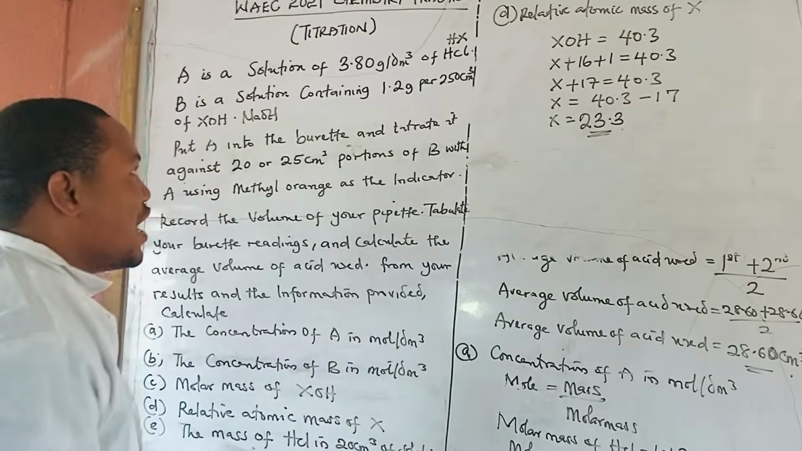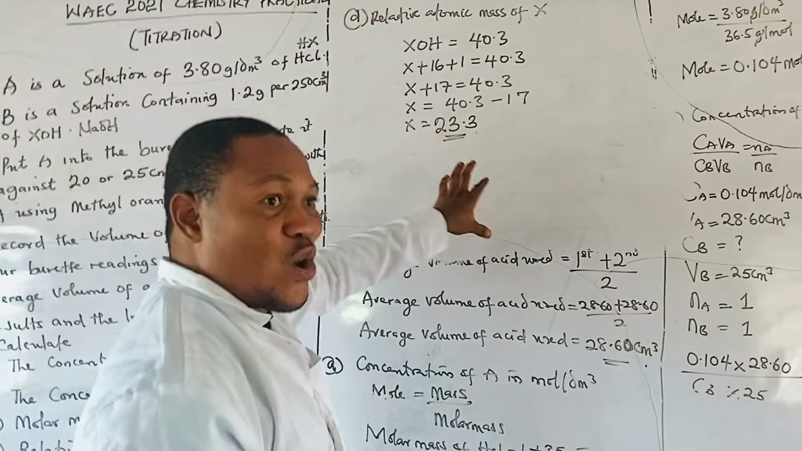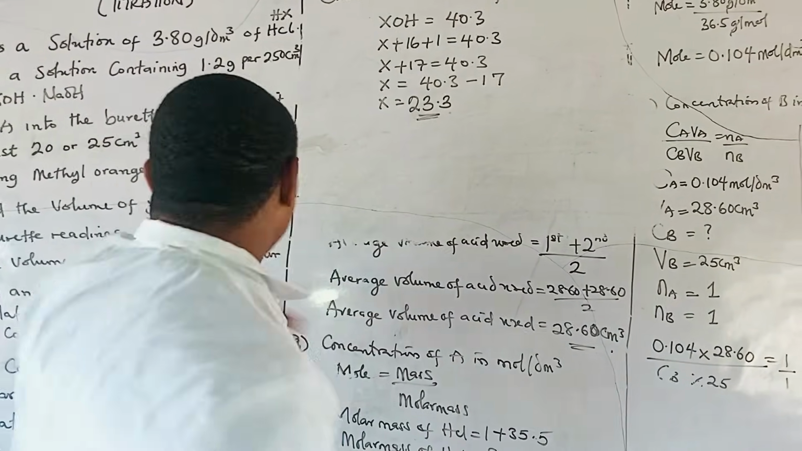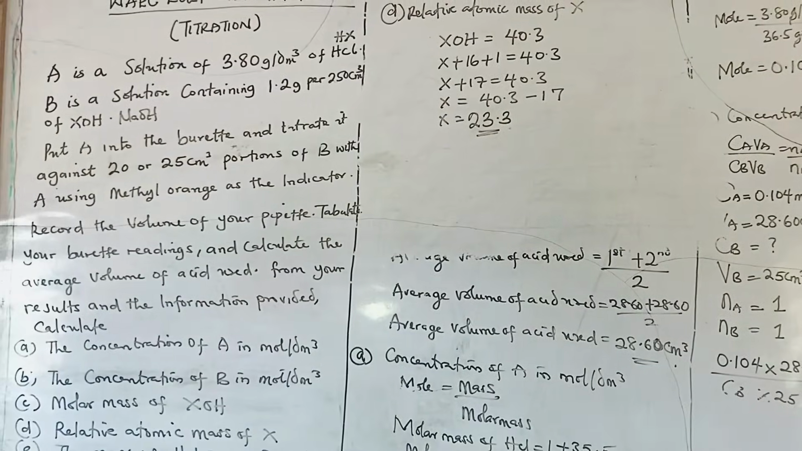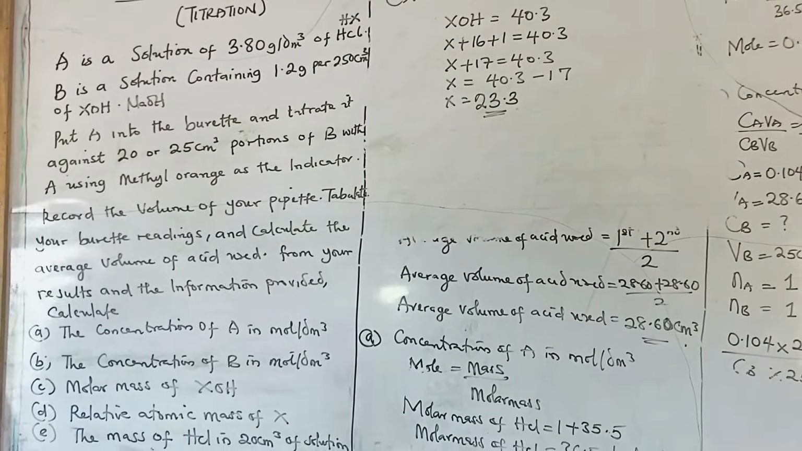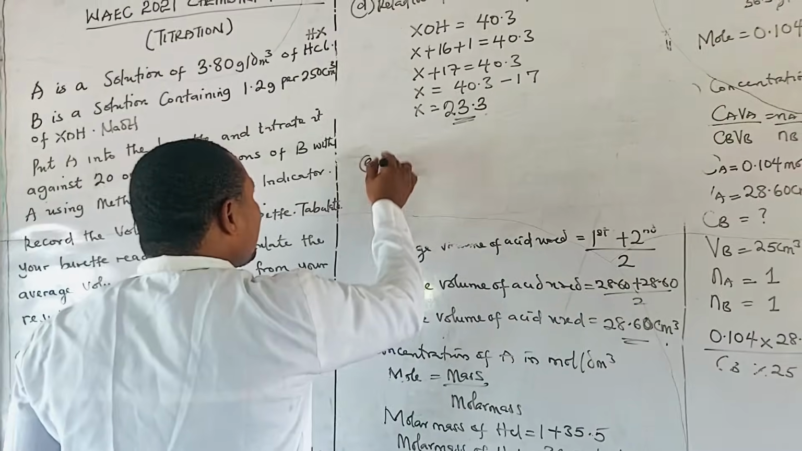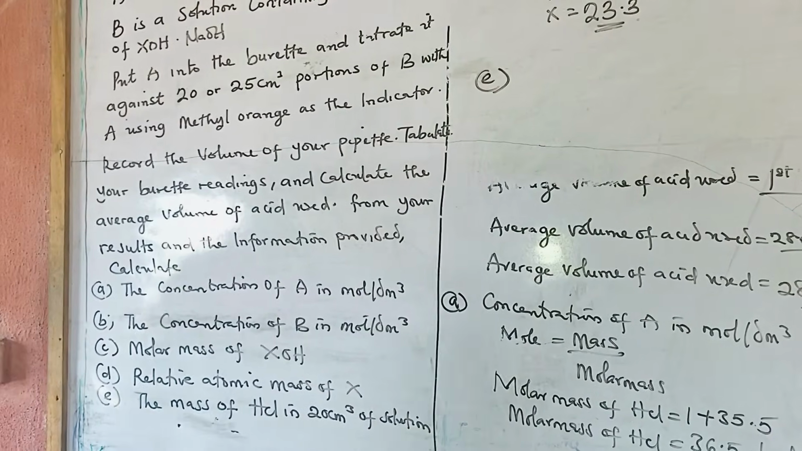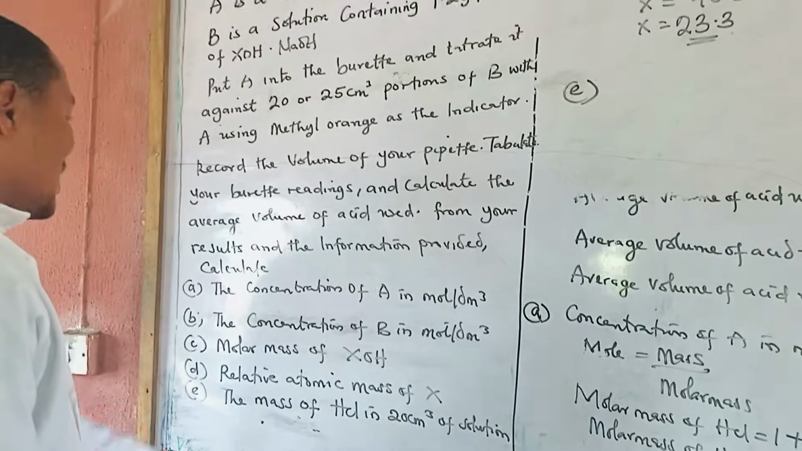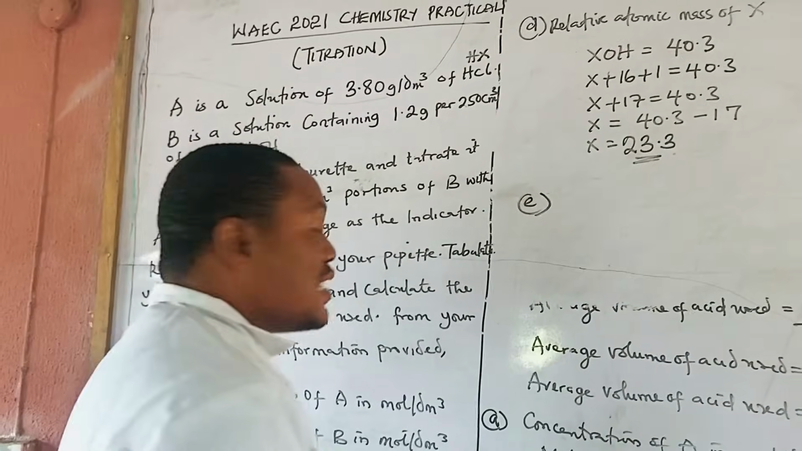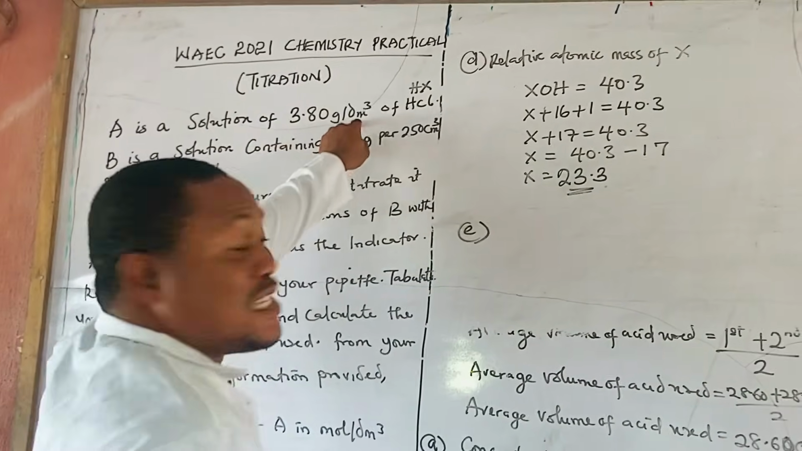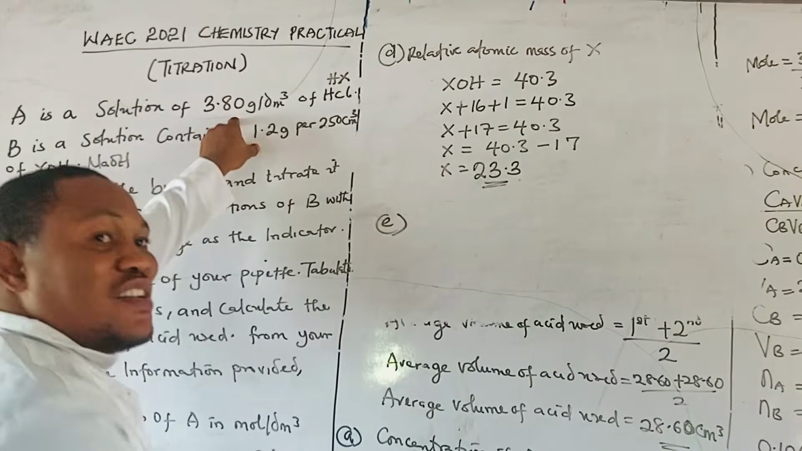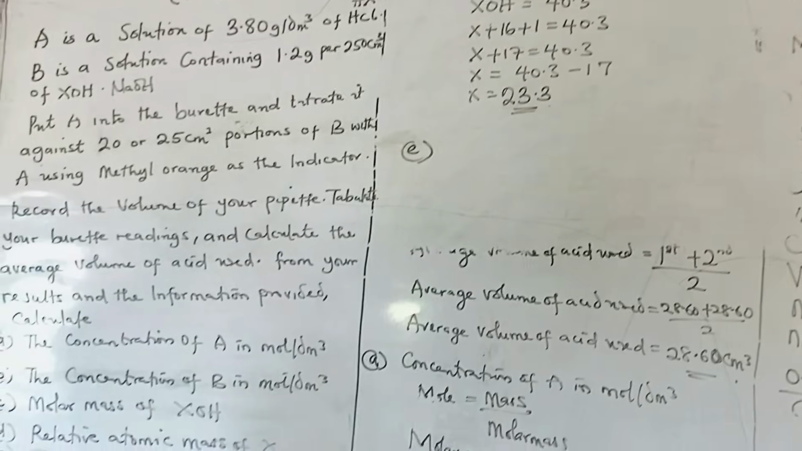So that's very correct. Our relative atomic mass of X is correct, because it is giving us 23.3, which is approximately 23, which means this X is sodium. Very, very wonderful. Then the last one, the mass. What is the mass of HCl in 20 centimeter cube of the solution? Of course, that one is easier, because 3.8 gram is in 1,000 centimeter cube. So if you dissolve it in 20, what will be the value?